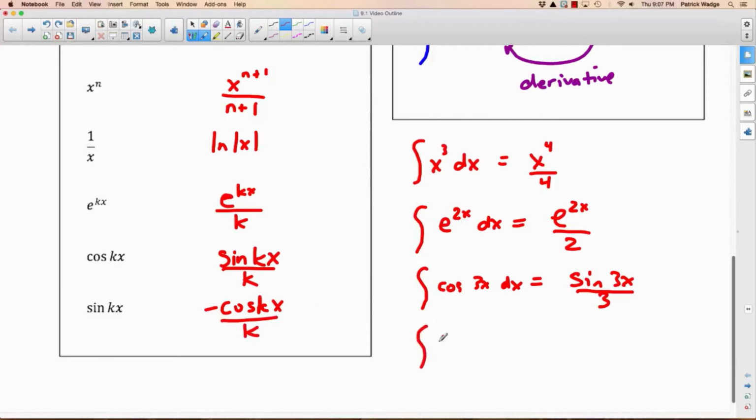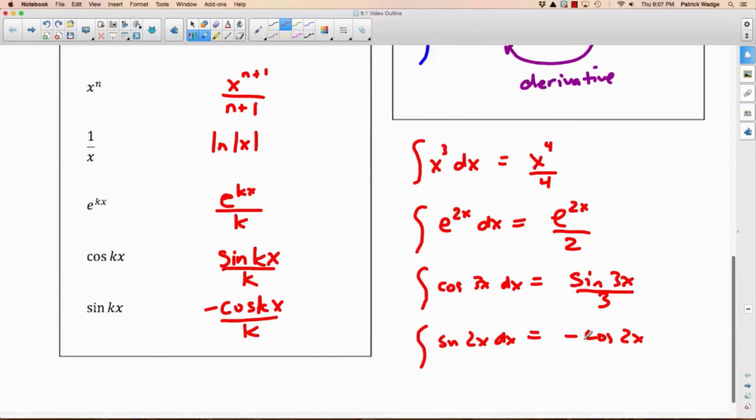If we had sine 2x dx, again, you might just think it's cosine 2x. Let's start with that. But when you take the derivative of cosine, you get negative sine. We want it to be positive sine, so you must need to have a negative here. So when you take the derivative of negative cosine, you get positive sine.